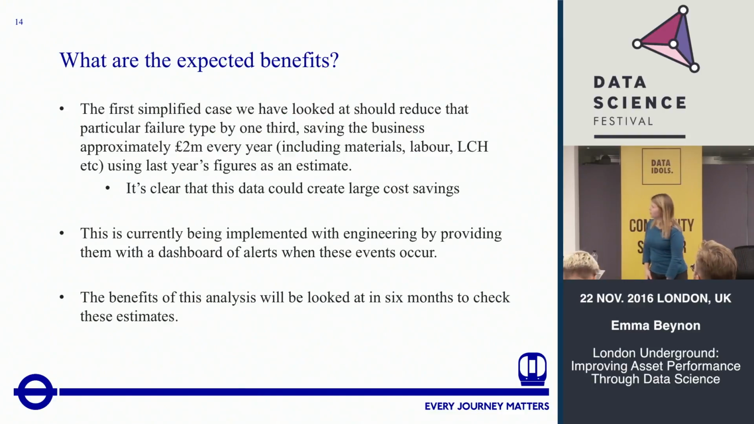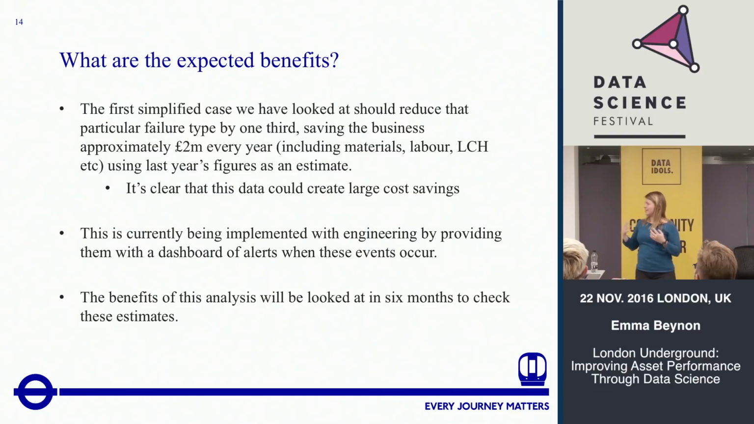So what are the expected benefits? This first simplified case that we looked at should reduce that failure mode by about a third. It should save the business about £2 million a year, including materials, labour, and a measure that we call LCH, which is lost customer hours. It's our measure of delay, and it's how the mayor sets our target every year, or every 5 years normally. So he'll do it soon, hopefully.